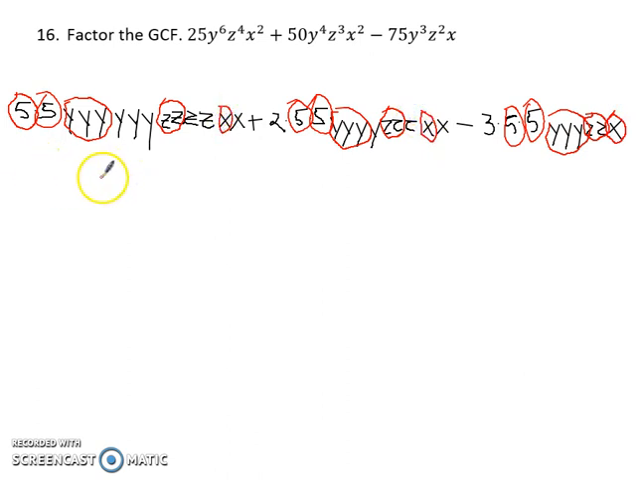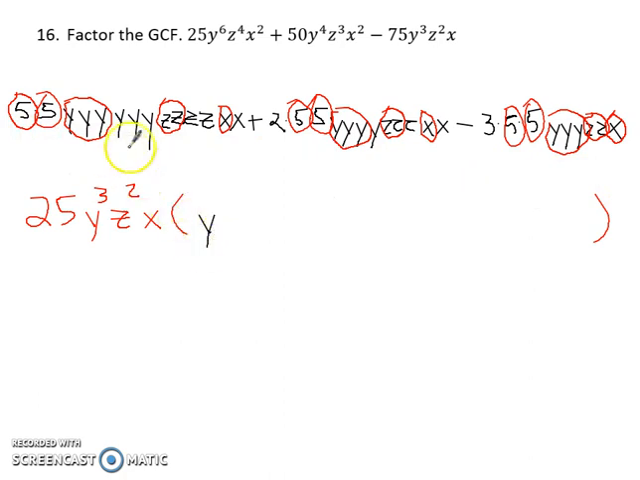So the largest common factor that we can pull out of here is a 5 times 5 times y times y times y times z times z times x. That's a 25y to the third z to the second x. And what I am remaining with on the inside of the parentheses here is everything I didn't circle. We factor out the 25y to the third, z to the second x.